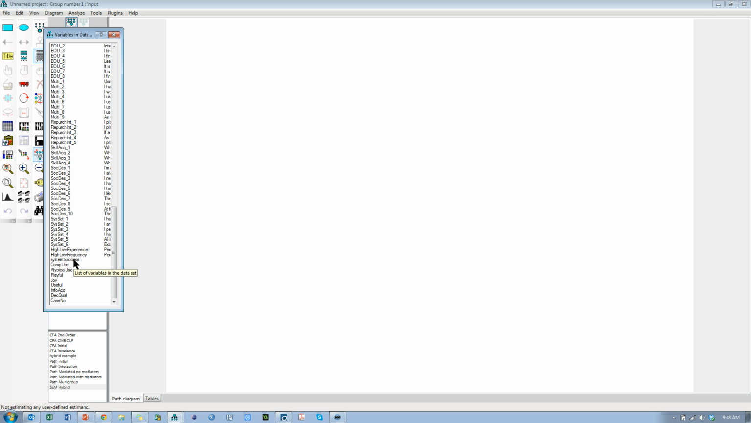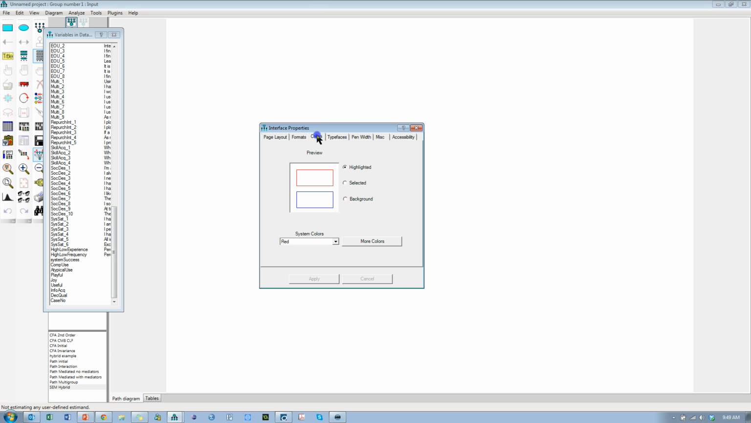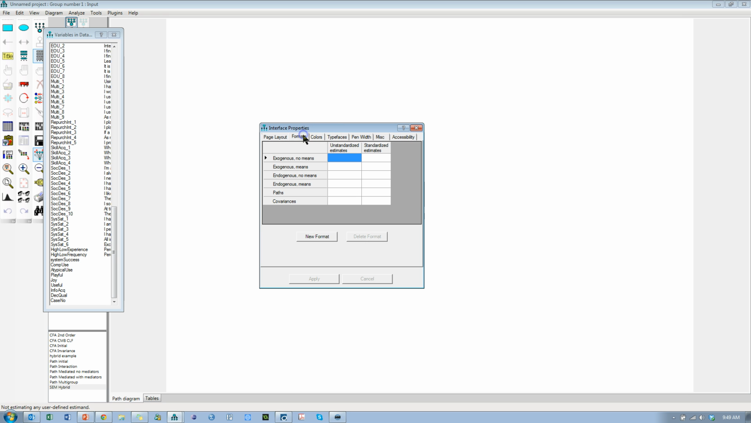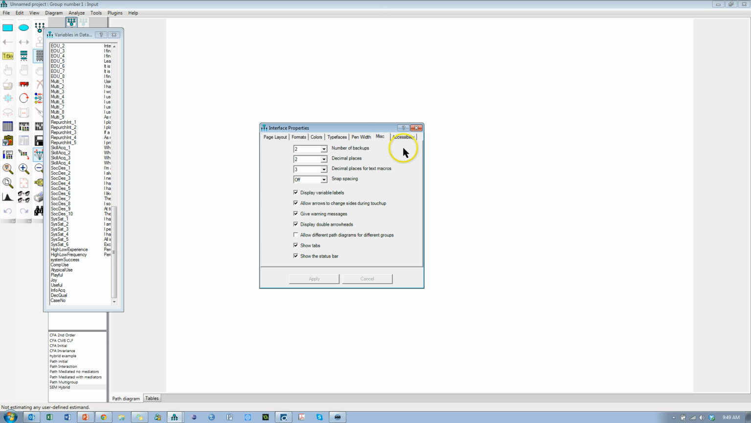Is there a way to get rid of the gray background to make it white? Yeah, you can make the background white as well. View, interface properties, colors. Here we go. Background, white. No, it's somewhere else. That's not it. Selected is blue, highlighted is red. No, oh bother, where is it? Where did I put it? Pin size misc. No. I've done it before. Anyone know where it is?